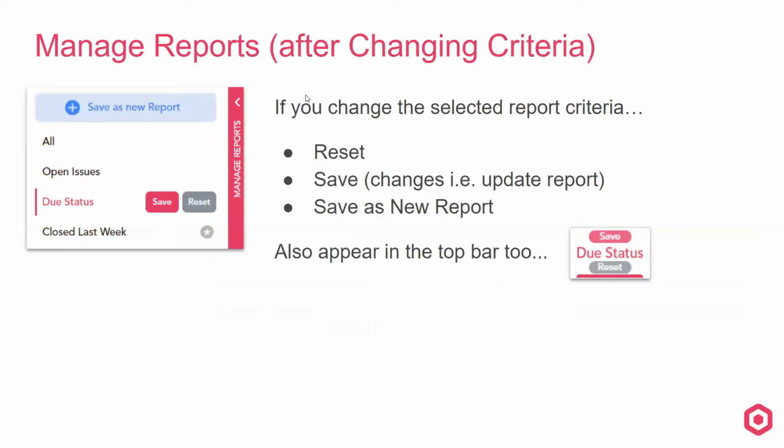If you change the selected report criteria, then you have a number of options available to you. You can see the save and the reset buttons here. If you choose to reset, then what it will do is clear the criteria changes that you've made and reset them to the same criteria as that saved report already has. If you click save, you're basically updating your report criteria. So every time you come back to this saved report, it will apply the new criteria to it.